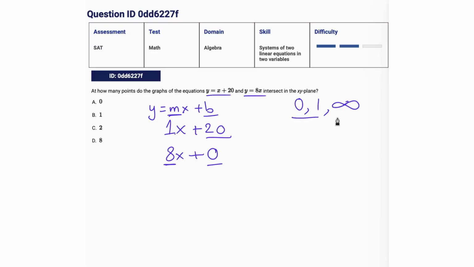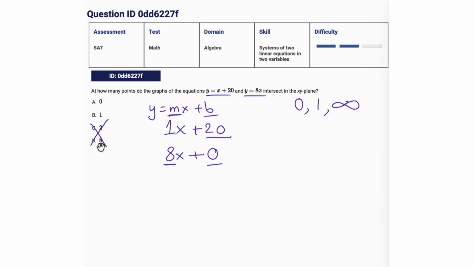So when you remember this rule that two lines can only have these three types of intersections, and you look back to the options here, you can immediately strike off options C and D because the only three types of intersections that can happen are 0, 1, or infinitely many. Since here we have 2 and 8, you can immediately strike them off, okay? Got it. Now, I'm going to explain each case.